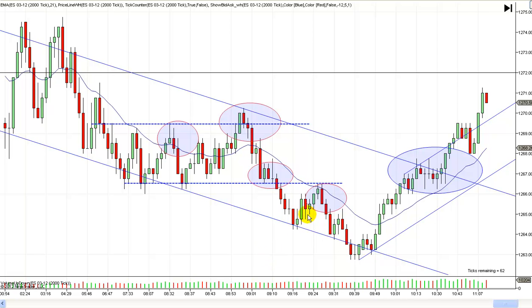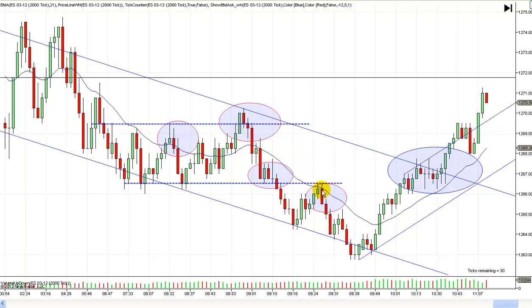And this was another good short. This is a two-legged pullback to the EMA. This one's harder to see, but if you went to a smaller chart, you'd clearly see two legs back. Here's your first leg. There's your pullback. There's your second leg. And then that's your second entry short. I would have waited on this red bar. Going short below this doji here would have been questionable on this particular setup.